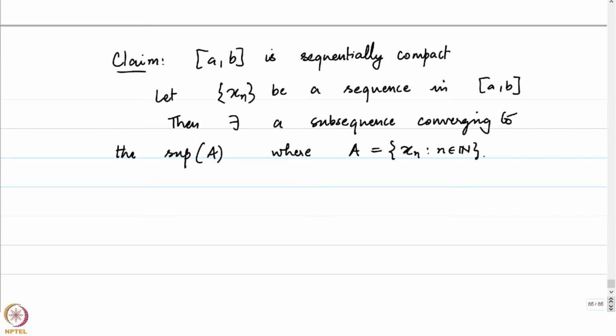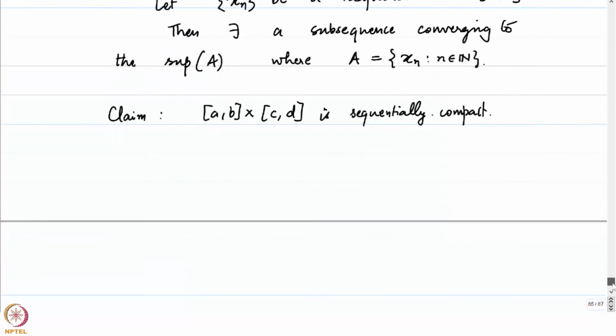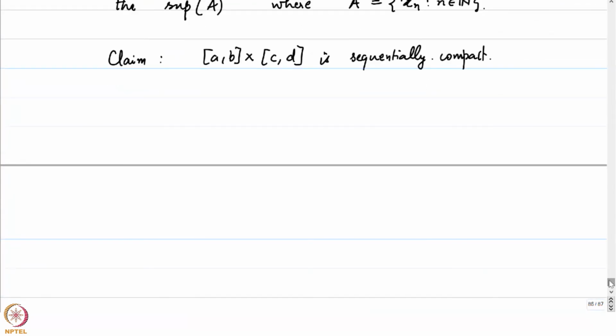The moment we have any sequence, we have a subsequence converging to the supremum, and therefore a convergent subsequence. Therefore, the interval AB is sequentially compact. This completes the claim. Another claim now is that AB cross CD is sequentially compact. This is going to establish the result for R2. I will leave Rn for you to establish.